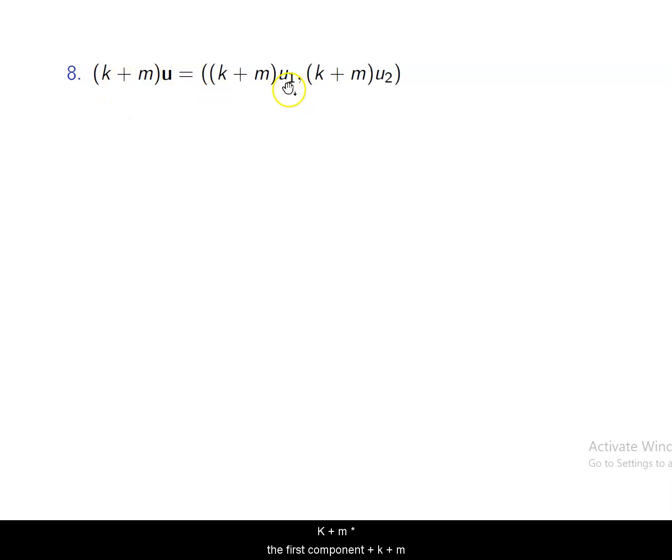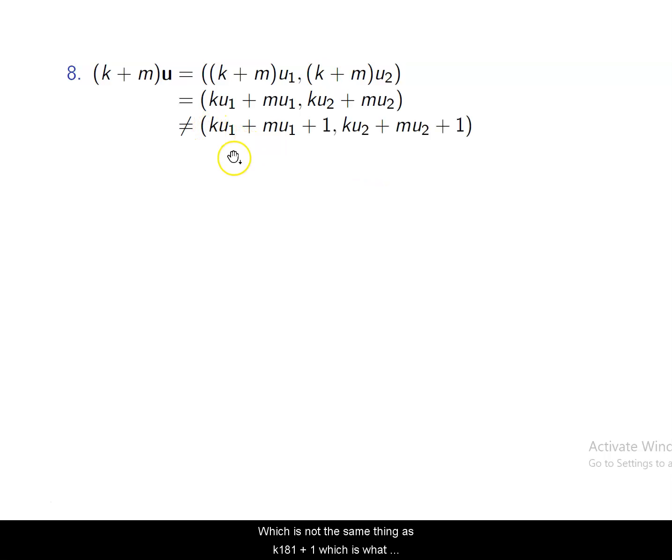k plus m times the first component and k plus m times the second component. So if I distribute the terms across, this is ku1 plus mu1, ku2 plus mu2, which is not the same thing as ku1 plus mu1 plus 1, which is what happens when we add stuff here, right?